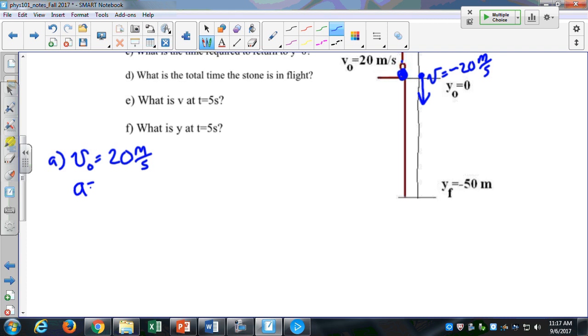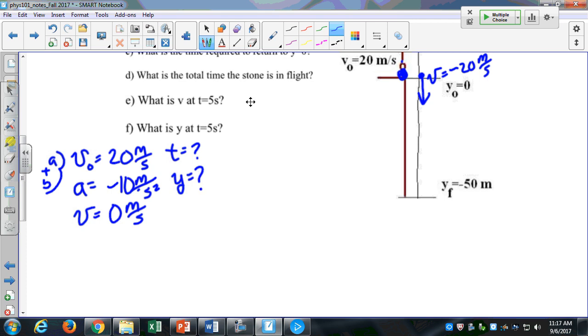I know the acceleration. I always know the acceleration, right? Yes, it's minus 10 meters per second squared. I also know that the velocity at the top is equal to 0 meters per second. It's one of those special points. I don't know the time. I want to know the time. And I don't know the y height. Although for part B, in fact, we'll just call this A plus B right here. So we'll go and do part B as well, because I want to know what is the position at that topmost point.